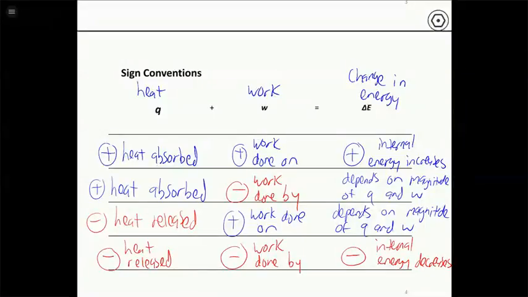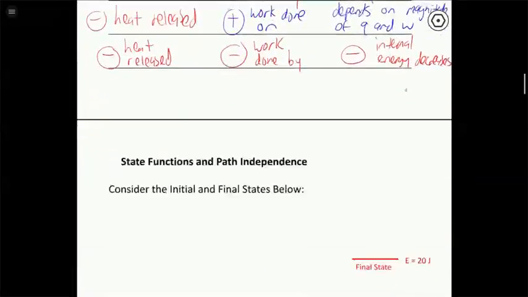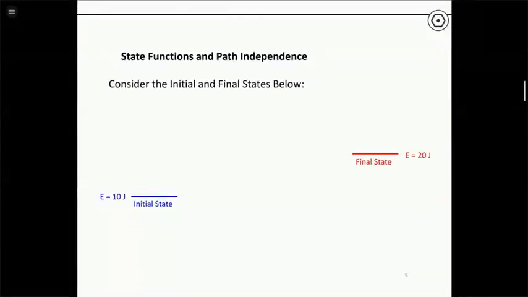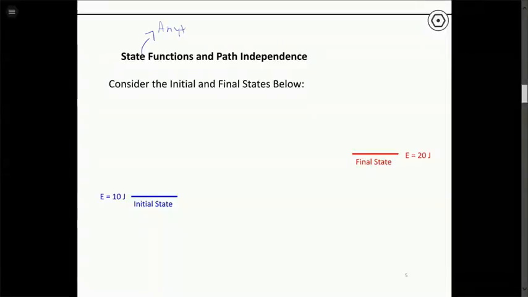Now another concept that's important for us to start introducing is this idea of a state function and path independence. So what is a state function? The simplest definition of this, which doesn't really define it but allows us to at least identify what a state function is, is anything with a delta in front of it. So we've seen delta E now, and we'll see some other things that have deltas. Anything with delta in front of it is a state function.